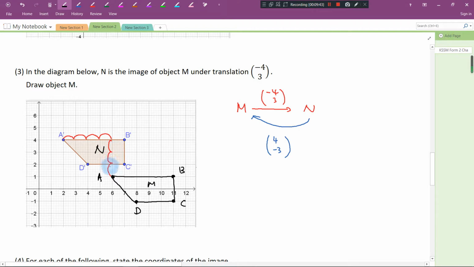If you want to check whether you drew it correctly or not, try. Move this object 4 steps to the left, 3 steps up. 1 2 3 4, 1 2 3. Correct. How about this? 1 2 3 4, 1 2 3. Correct. So this is the way we draw the object. Just be more careful. Look carefully whether the question asks you to draw the image of the object or the object. If you're very confused, you can write it this way, so it's easier for you to know how to move the image in order to get back the object.